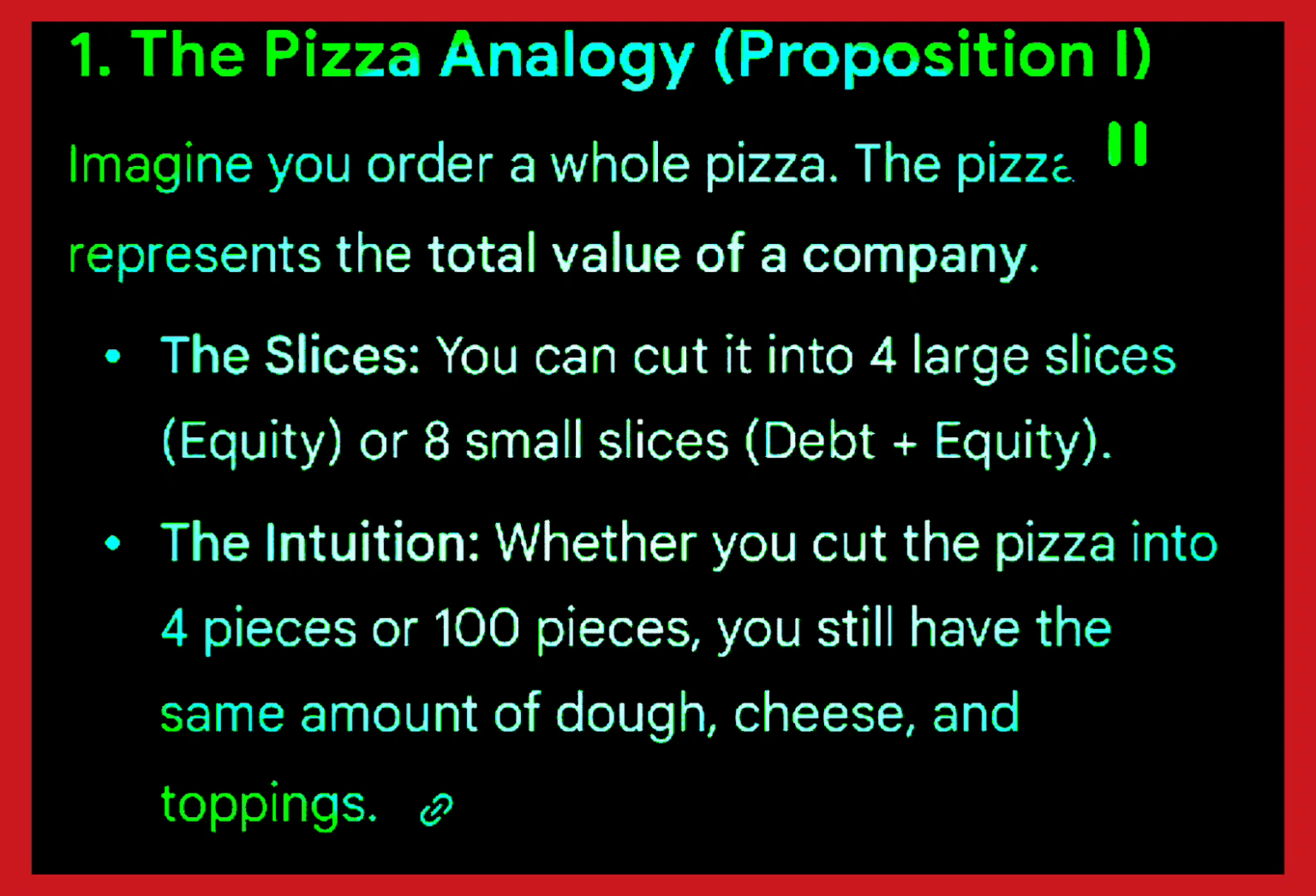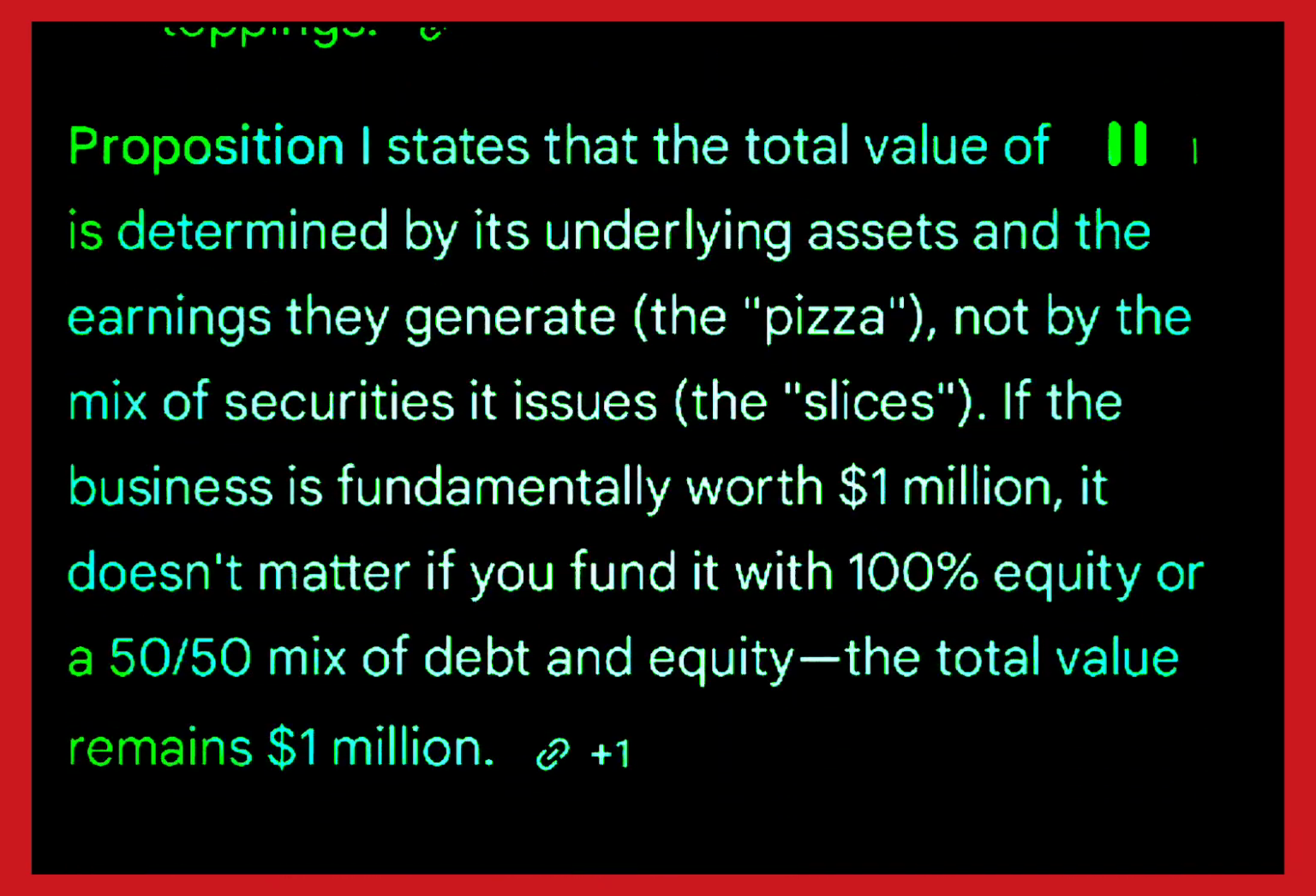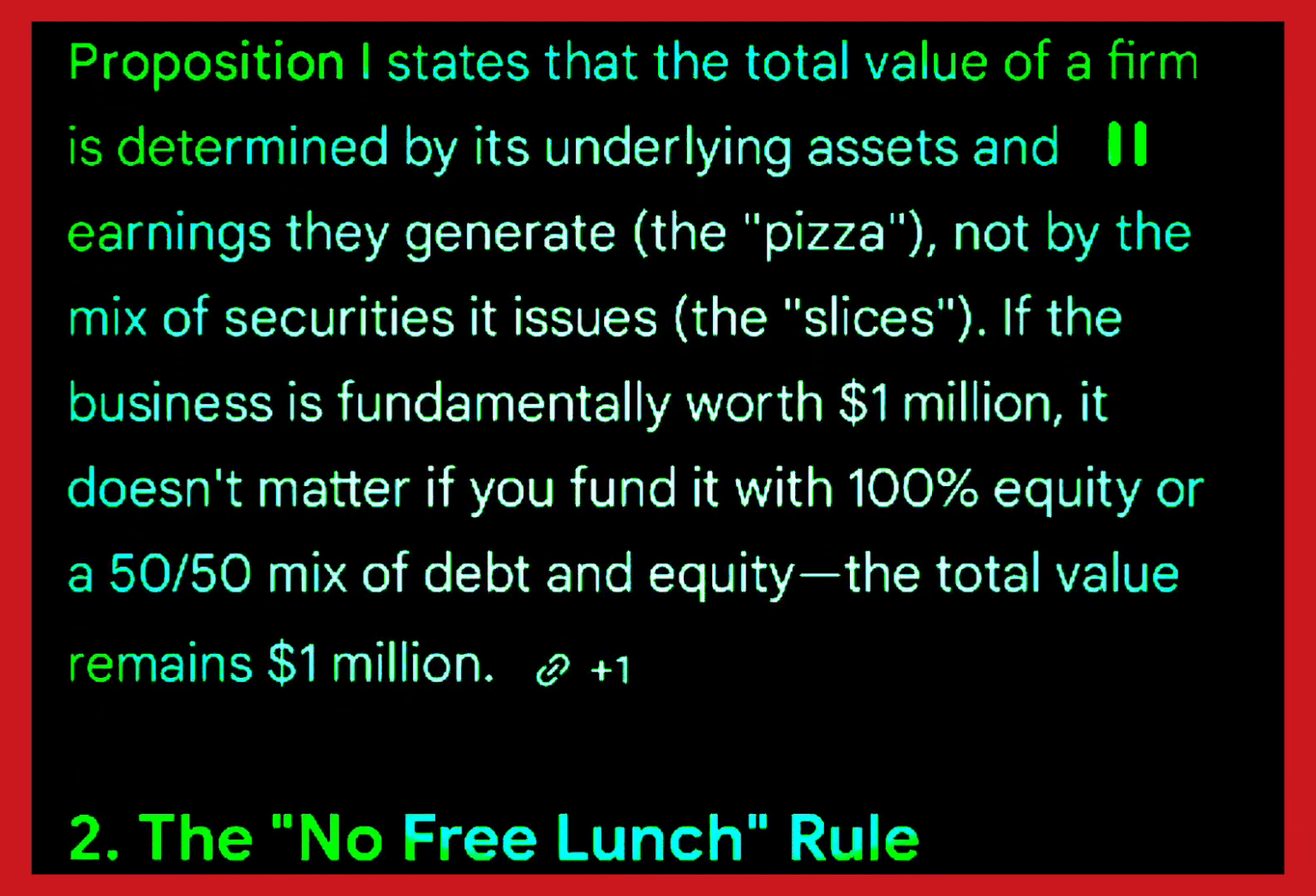The intuition: whether you cut the pizza into 4 pieces or 100 pieces, you still have the same amount of dough, cheese, and toppings. Proposition I states that the total value of a firm is determined by its underlying assets and the earnings they generate (the pizza), not by the mix of securities it issues (the slices). If the business is fundamentally worth $1 million, it doesn't matter if you fund it with 100% equity or a 50-50 mix of debt and equity; the total value remains $1 million.